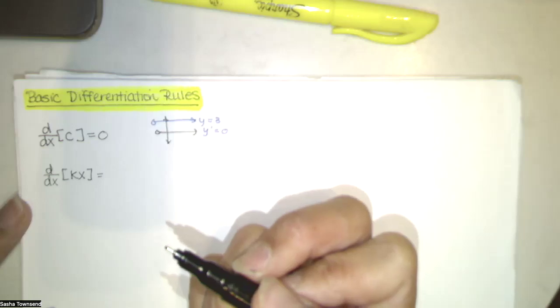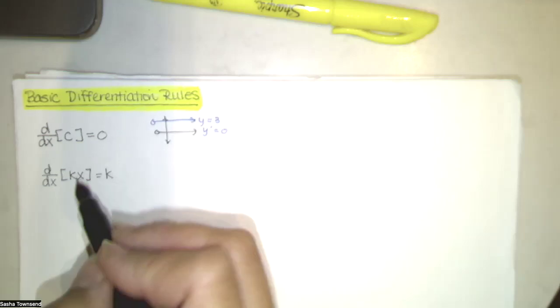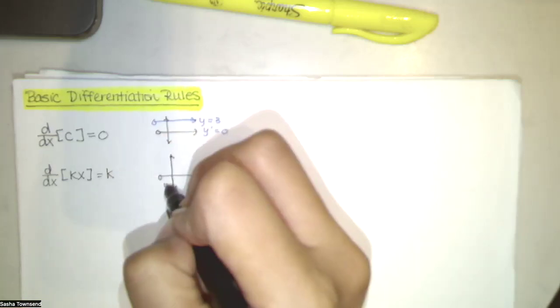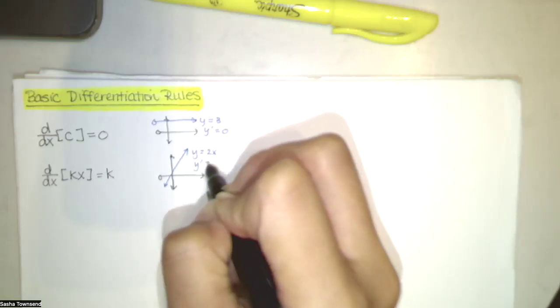Similarly, if we take the derivative with respect to x of a constant times x, that's just the slope of a line that passes through the origin. The derivative of a constant times x is just the constant because the slope of a line that passes through the origin is just the coefficient of x. We can sketch a line like this. So if our line happened to have a slope of 2, then the derivative would be 2.